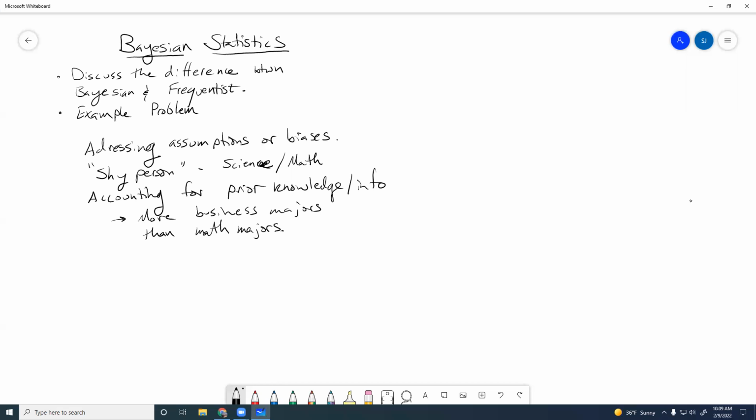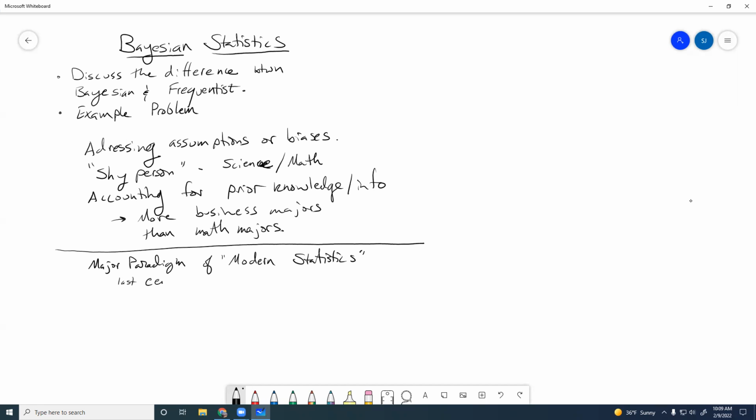So this is the idea of Bayes' theorem and Bayesian statistics. It's been around for a while, probably 150 plus years, but it hasn't really taken hold until the last 10, 20 years or so. And the major paradigm of what we'll call modern statistics over the last century has been based on the following. It's been based on hypothesis testing.